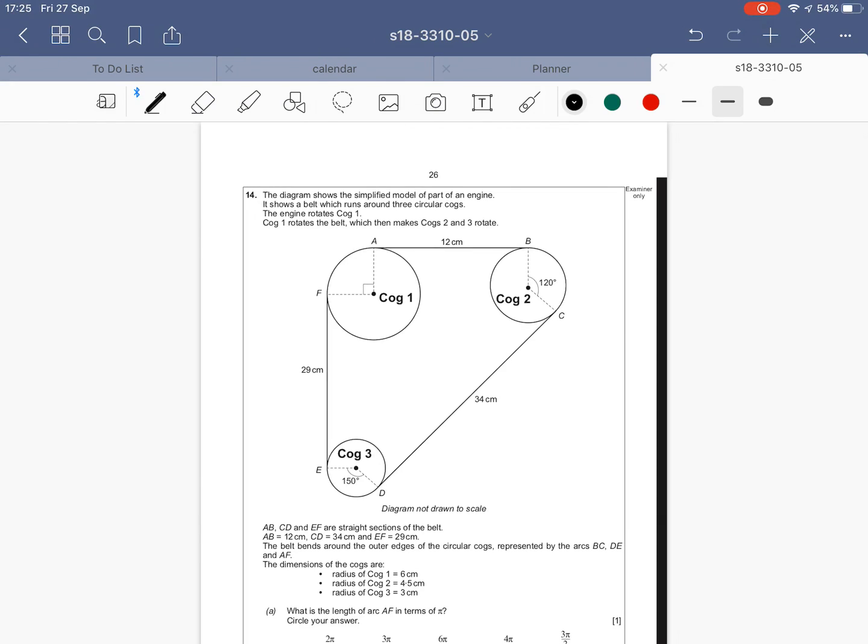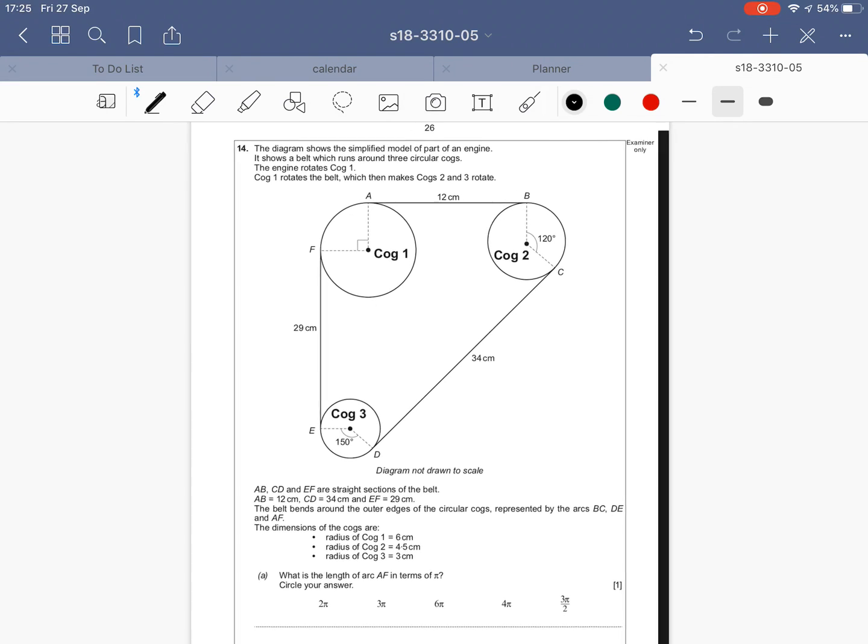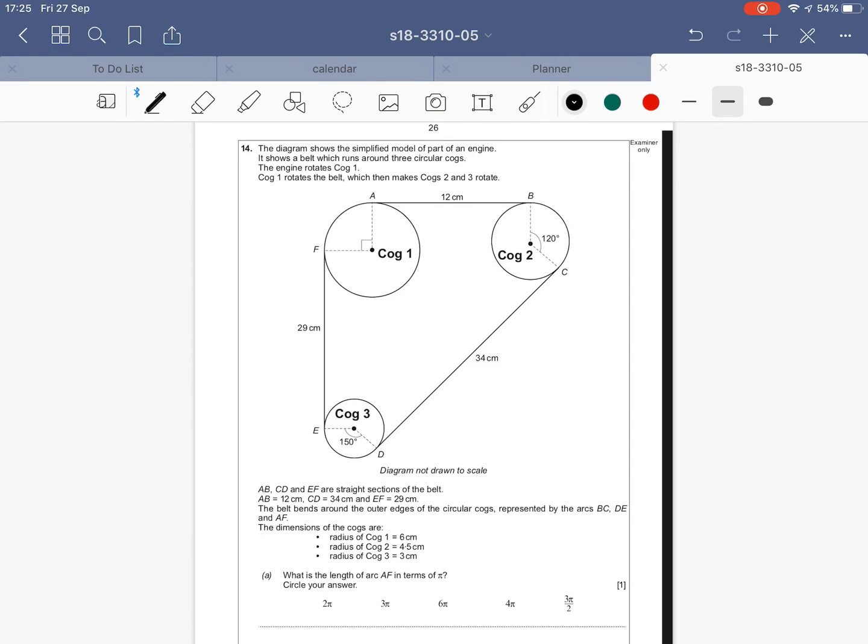Okay, question 14. The diagram shows a simplified model of part of an engine. It shows a belt which runs around 3 circular cogs. The engine rotates cog 1. Cog 1 rotates the belt, which makes cog 2 and 3 rotate. Lovely. A, B, C, D, E, F. Straight sections of the belt. AB is 12. They wrote that there. Yep. CD is 34. Yep. And EF is 29.